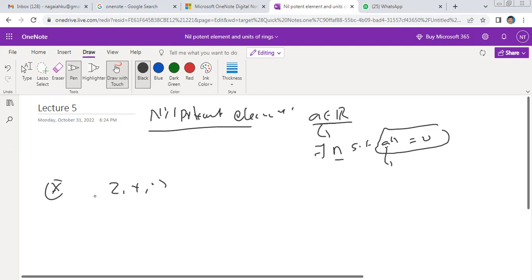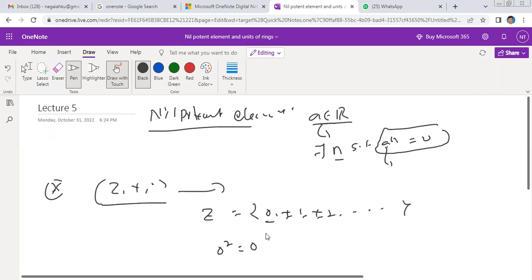A ring Z comma plus comma dot. How many nilpotent elements are there? Yesterday we discussed this one. In Z, we have 0, plus or minus 1, plus or minus 2, these are the elements in Z. Only the identity element under addition, 0 square is equal to 0, so that 0 is the nilpotent element.